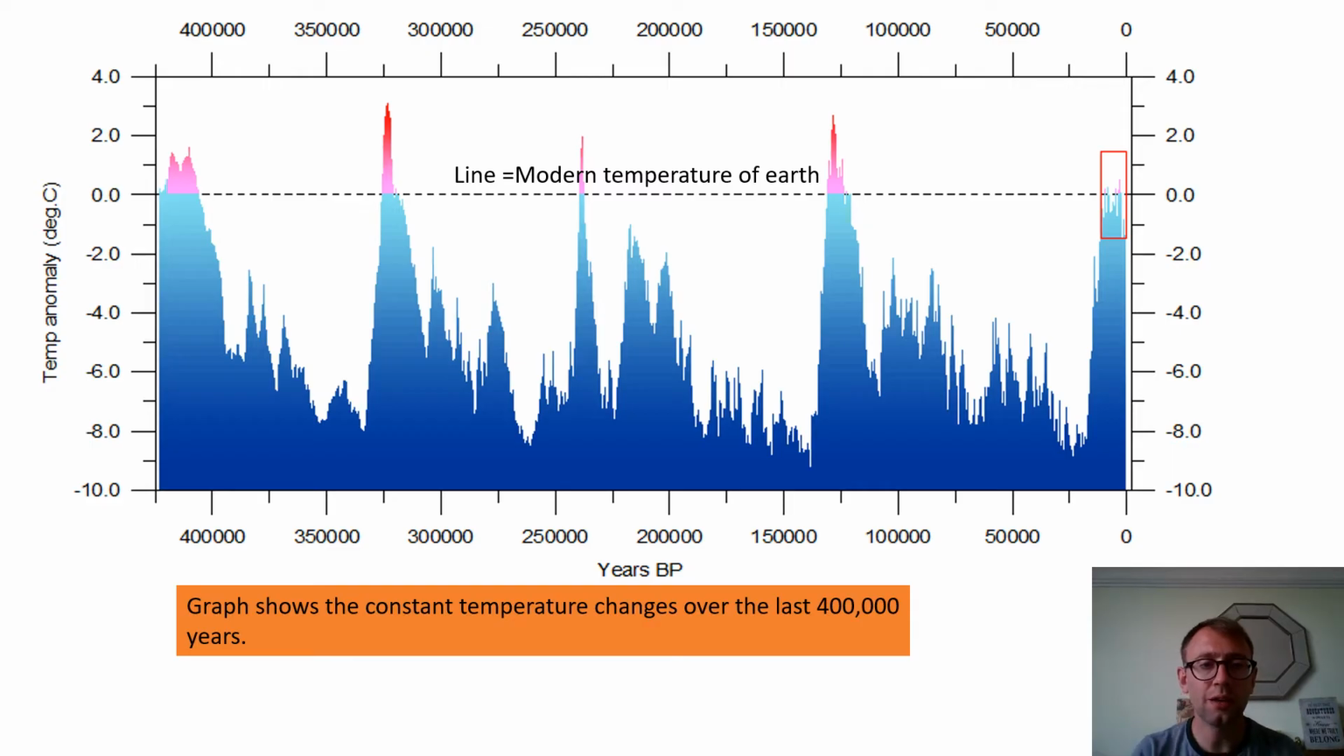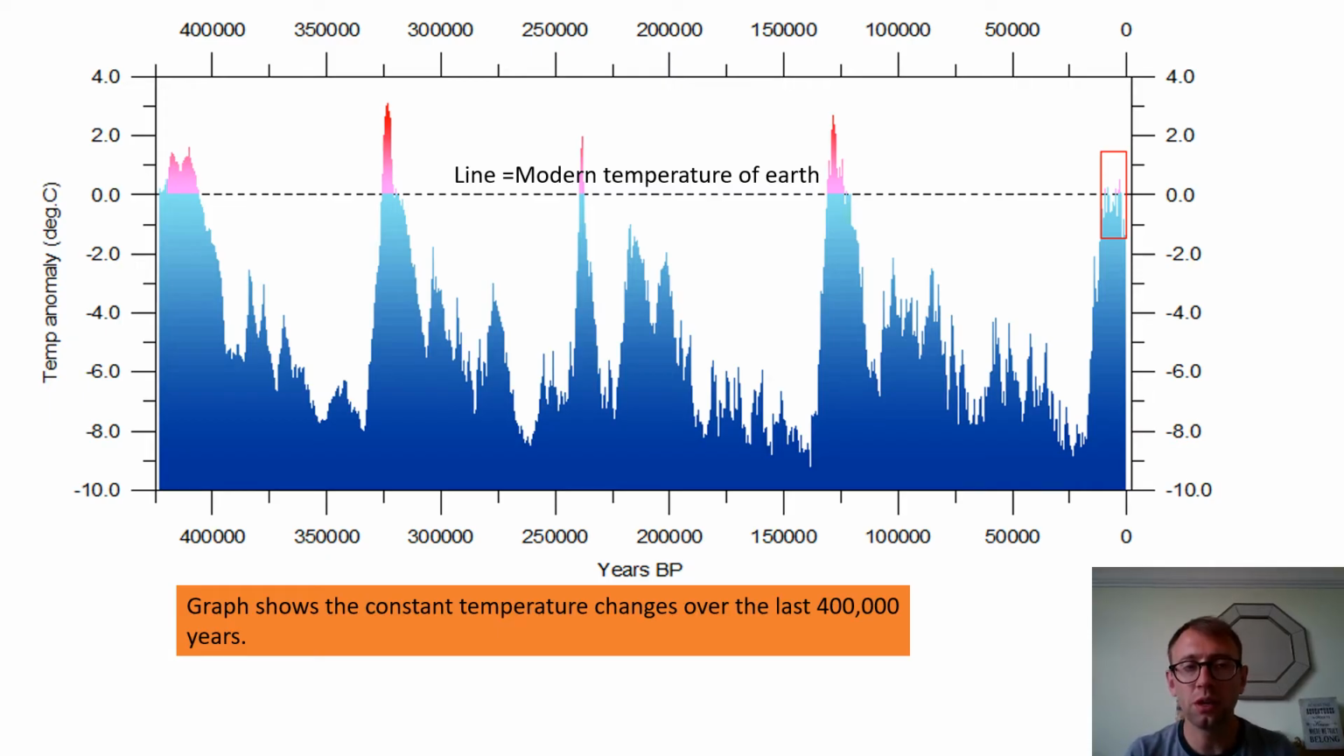Now you can see how these spikes... Remember, we have our glacial periods, our periods of cooling, and our interglacial periods, our periods of warming. Now if you look at the final point across on the far side, close to the present day, it's clear that something different is happening here.